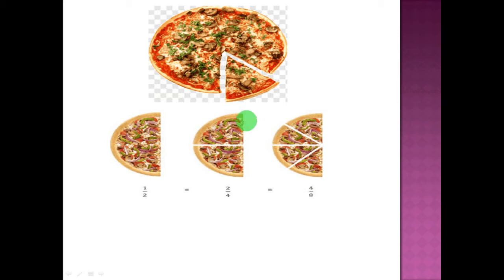In the same way here also, the whole pizza is cut into 4 parts. The total number of parts, 4, we write in the denominator. How many parts are given, we write in the numerator. Here 2 pieces have been given, so you write 2 in the numerator. In the third example, the total number of pieces is 8, so 8 is written in the denominator. How many parts have been taken here? 4, so we write 4 in the numerator. I hope you all know how to do this.